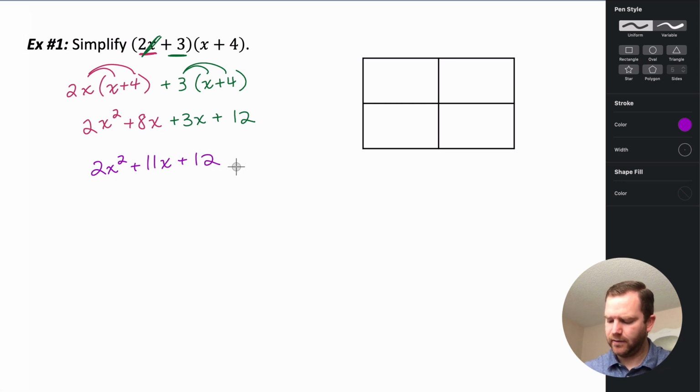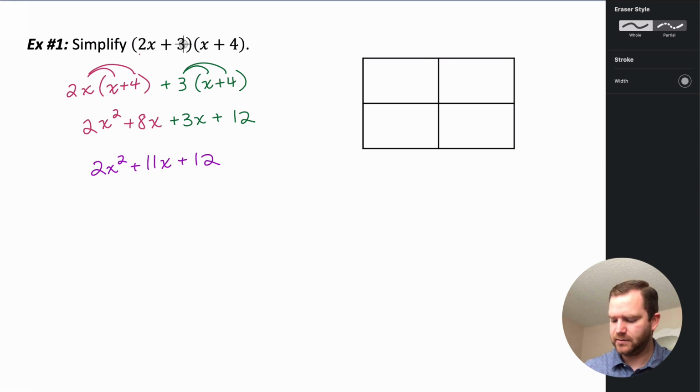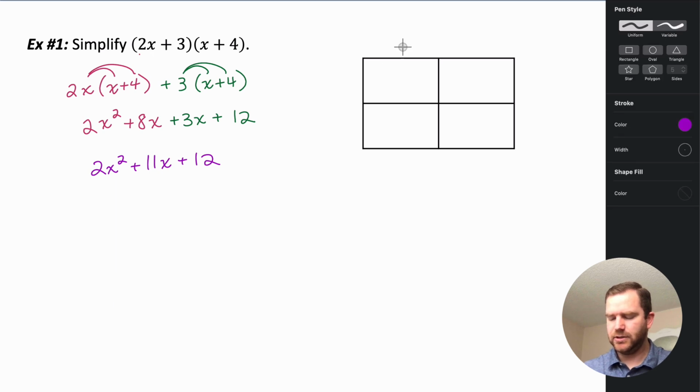So that's the distributive property method. Now let's take a look at how we can use this box to help us when doing this multiplication. Basically, you're going to take each binomial and put it in part of your box. I'm going to take this first binomial and put it down across these rows, so it's going to be a 2x here and then plus 3 there. And then the x plus 4 I'll put along the columns up here. And then you're going to multiply.